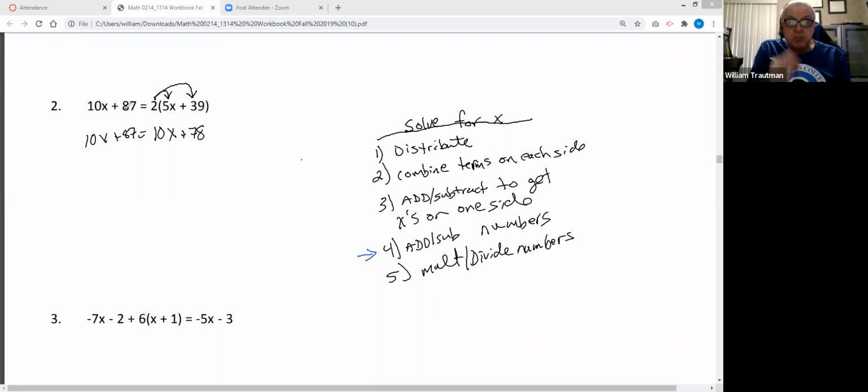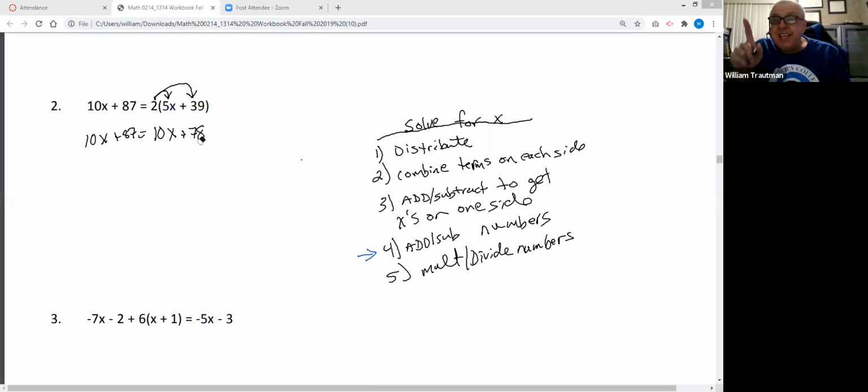That's step 1, distribute. Step 2, ooh, I like this problem. I see something. Step 2, combine like terms on each side. I cannot add those two together. That's on one side of the equal sign. And I cannot add these two together because one's an x and one's just a regular number. So there's no step 2.